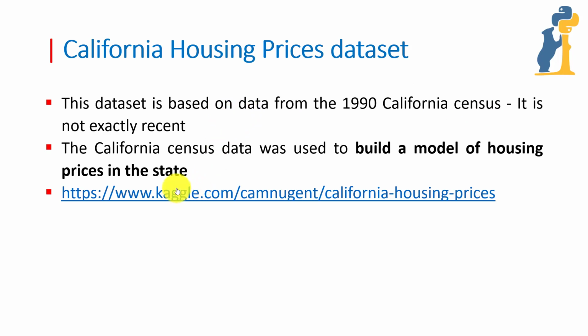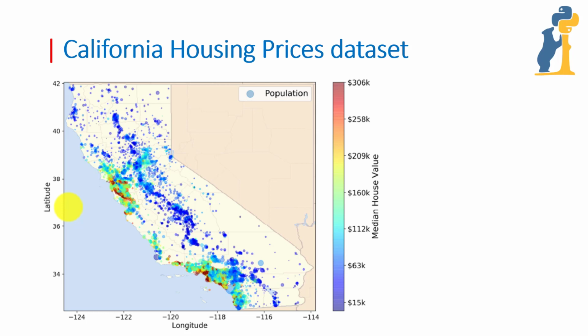The California census data was used to build a model for housing prices in the state. This data includes metrics such as population, median income, and the median housing price for each block group in California. Block groups are the smallest geographical unit for which the US Census Bureau publishes sample data. A block group typically has a population of 600 to 3,000 people. We will call them districts for short.